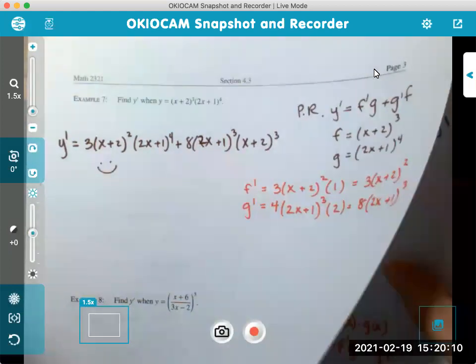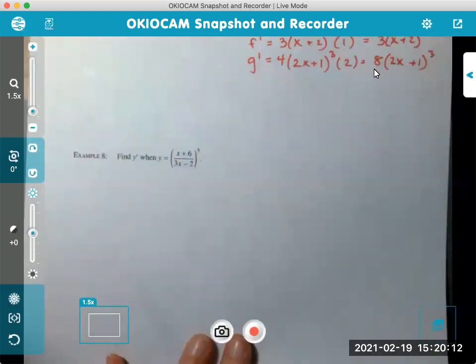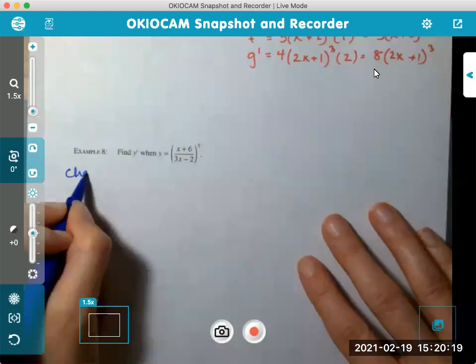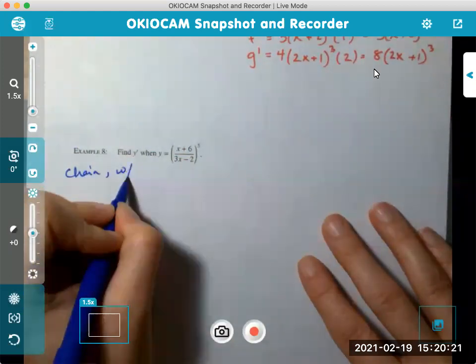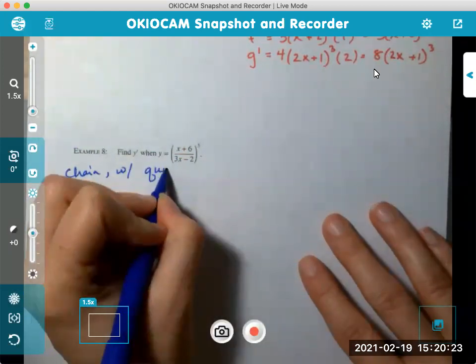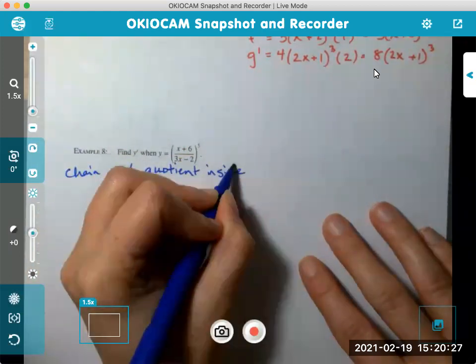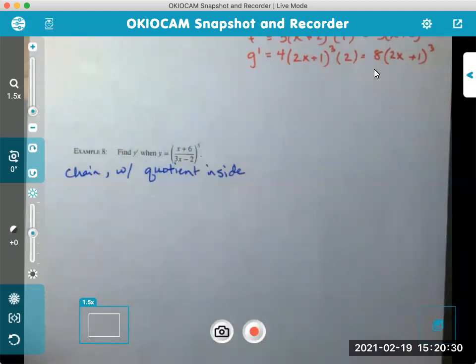Let me move this page. Okay, in here, we've got chain rule with a quotient rule inside. So chain with quotient inside. Without really giving you any direction, I want you to pause the video and see what you can do.